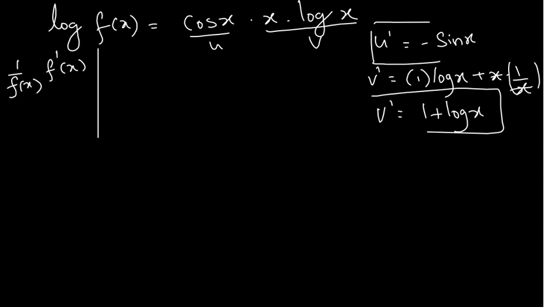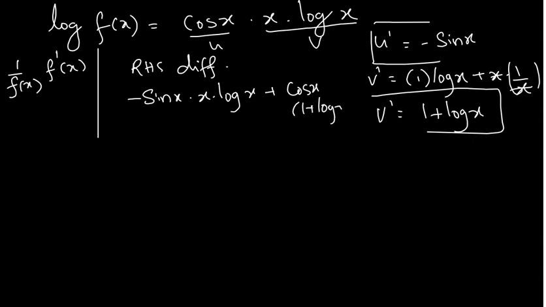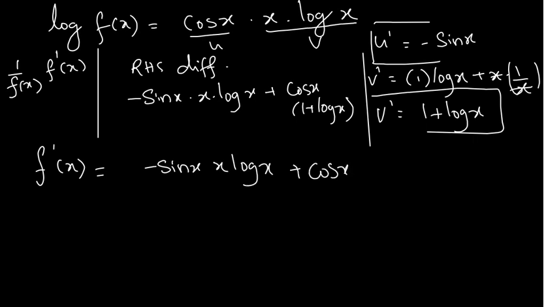So differentiation of RHS is nothing but u dash v, minus sin x into v is x log x, plus uv dash, u is cos x, v dash is this 1 plus log x. So we have this, therefore f dash x equal to minus sin x, x log x plus cos x into 1 plus log x. This is our equation 1.